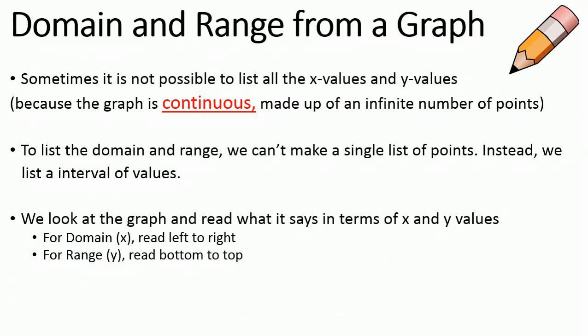But sometimes it's not possible to list all the x and y values because a graph is continuous, which means it's made up of an infinite number of points. Basically, all you see is a line. To list the domain and range, we can't make a list of points because they're infinite. So instead, we're going to use intervals of the values. We're going to look at a graph and read what it says in terms of x and y values. For domain, we look at the x values, left to right on a graph. For range, we go bottom to top, so negative values to positive values.